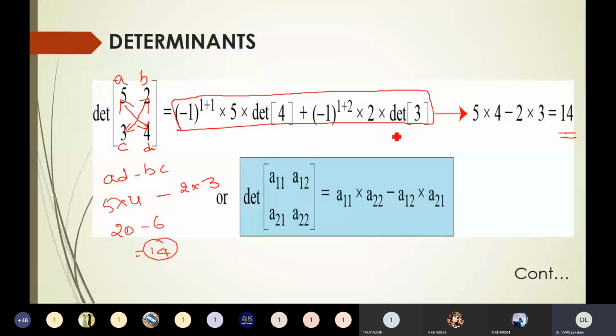Either we calculate by substituting into the formula, or we simply follow this one, AD minus BC. This is the simple one. So with AD minus BC, finally we get the value 14. So this is in the case of 2 by 2 matrices. But we are going to calculate the determinant for a 3 by 3 matrix.